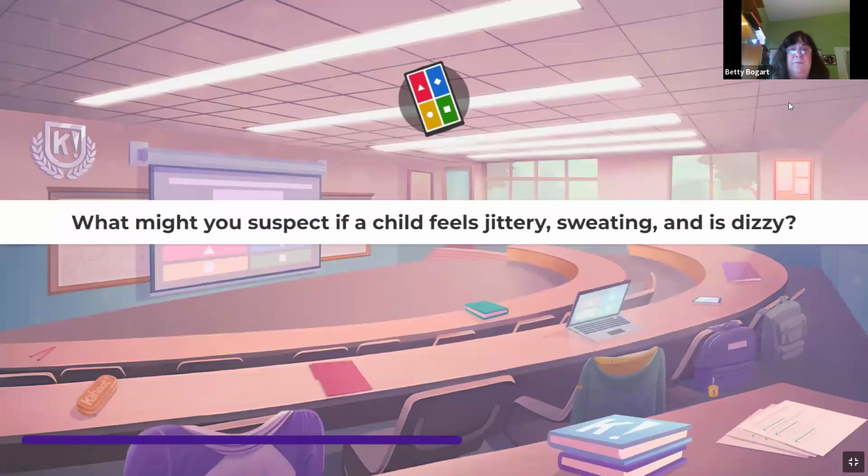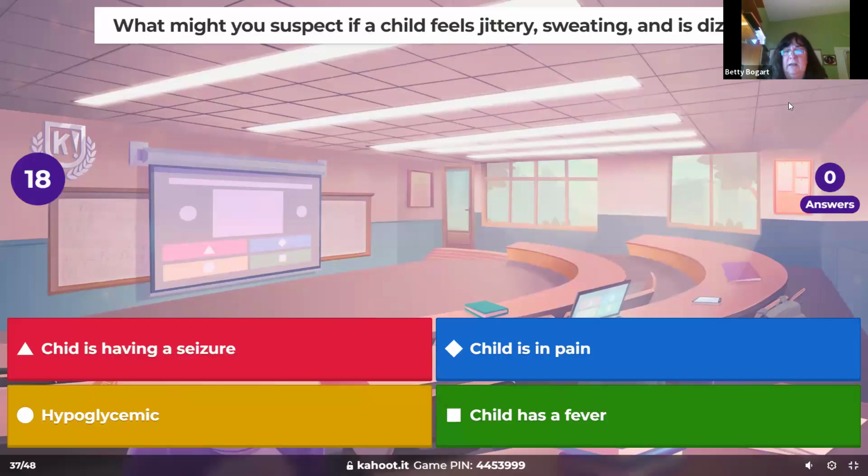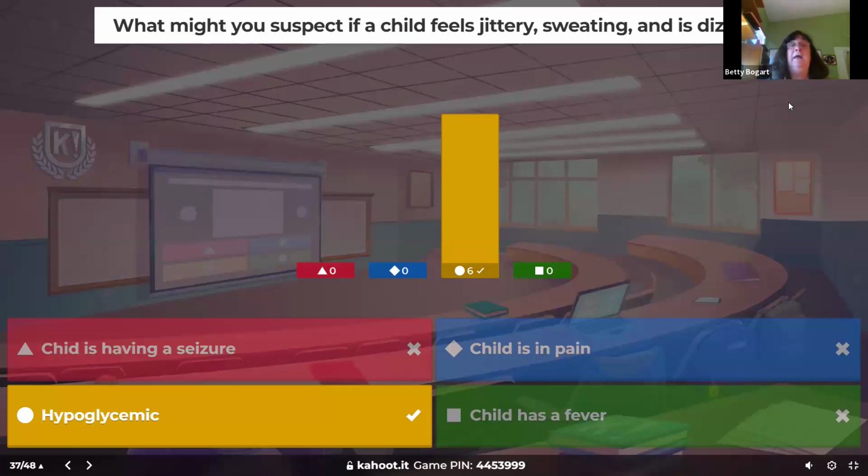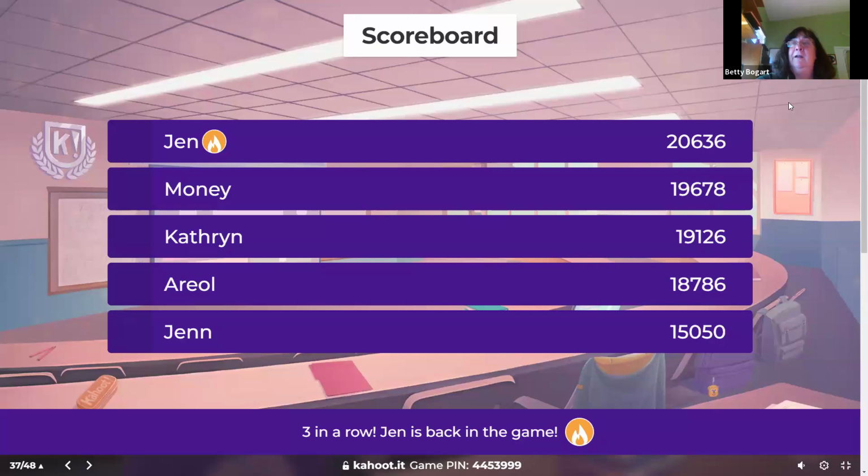What might you suspect if a child feels jittery, sweaty, and is dizzy? What are those classic signs of? And they're hypoglycemic. Very good.